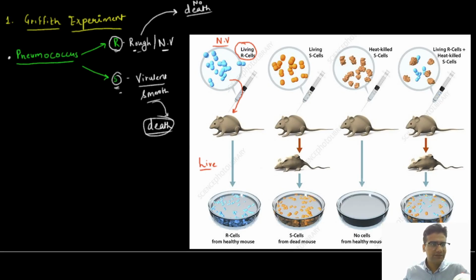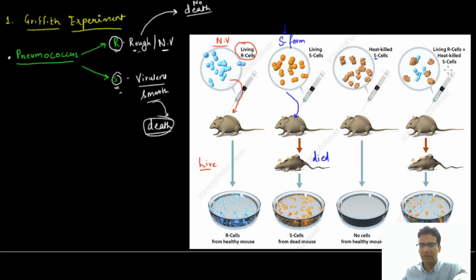In the second stage of his experiment, he took the S form of bacteria, the smooth or toxic form. These S form bacteria were injected into the mice. After injection, the mice died. That means the S form releases some toxic substance, or the S form is toxic to the mice, therefore the mice died.